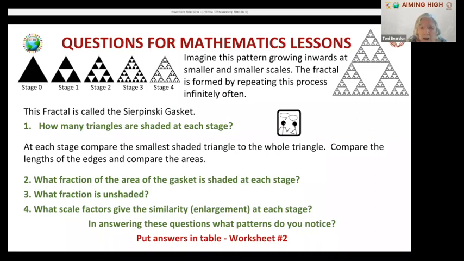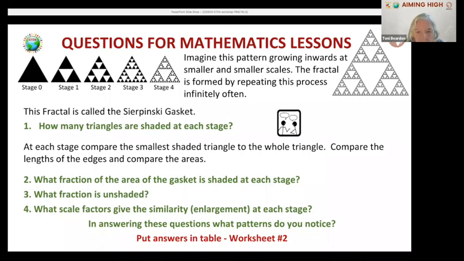And at each stage, if you compare the smallest triangle to the whole triangle, and you also compare the lengths of the edges, and you compare the areas, there's more questions you can ask. What fraction of the area of the gasket is shaded at each stage? What fraction is unshaded? And then we talked about making things smaller.